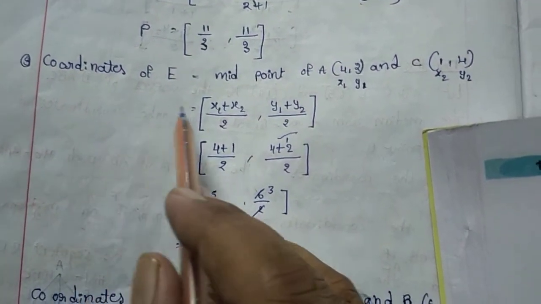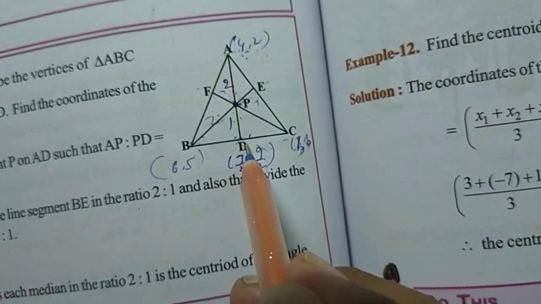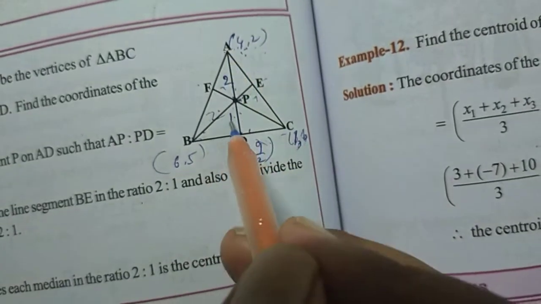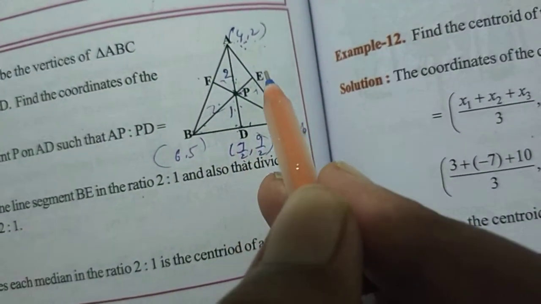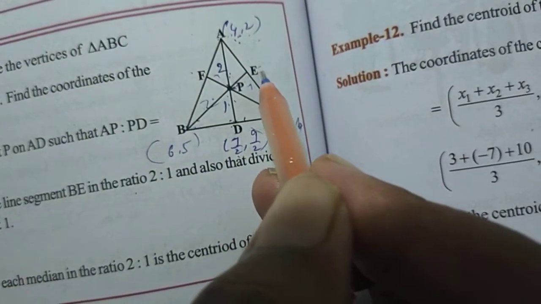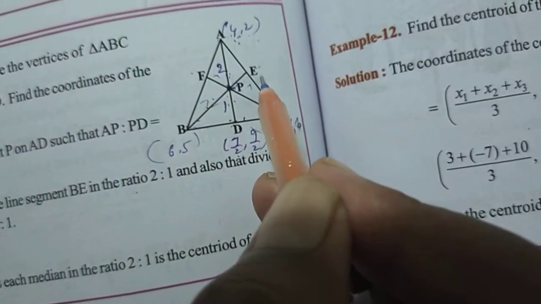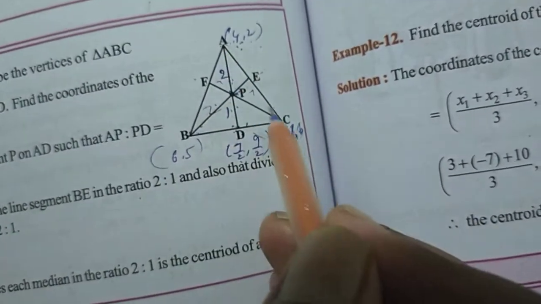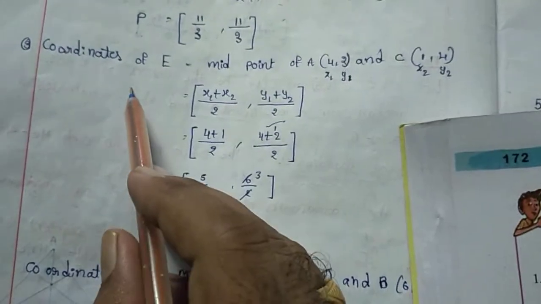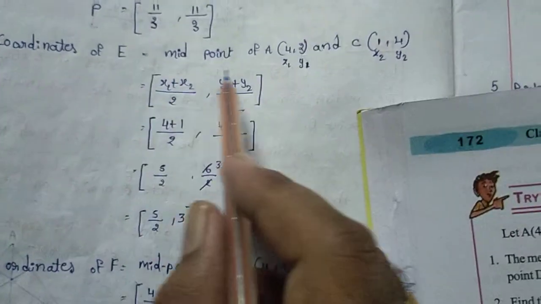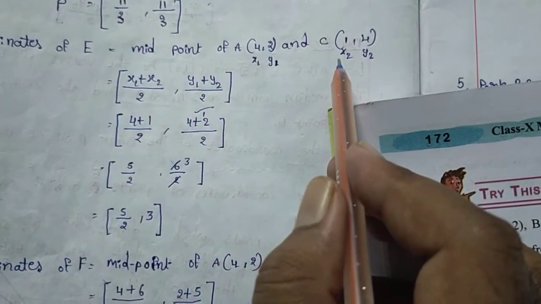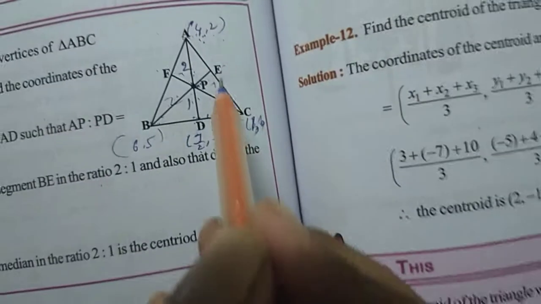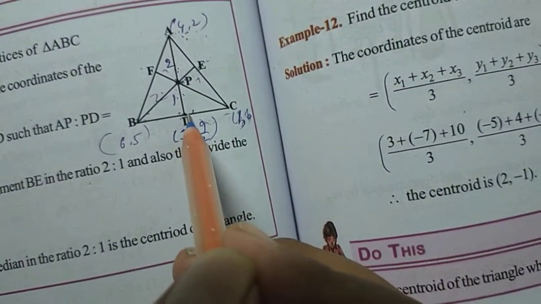So coordinates of B. First to find D. AD in the ratio 2 is to 1. Next to find E. E means midpoint of AC. Coordinates of E equal to midpoint of AC. D is already completed.